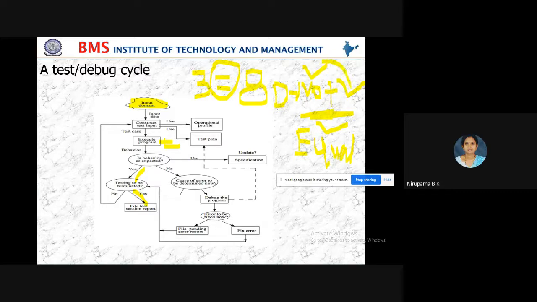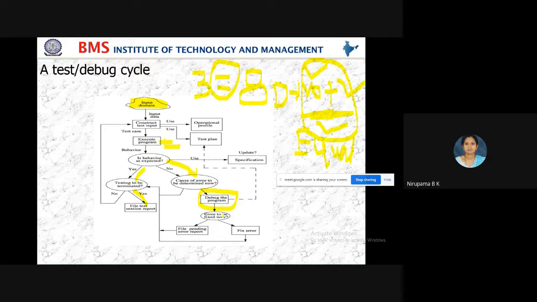Whether these two are matching? If these two are not matching, then it will go to this step, cause of error to be determined. It is asking whether an error has occurred. If an error has occurred, then debug the program. Maybe you would have done some syntax error or logical error.